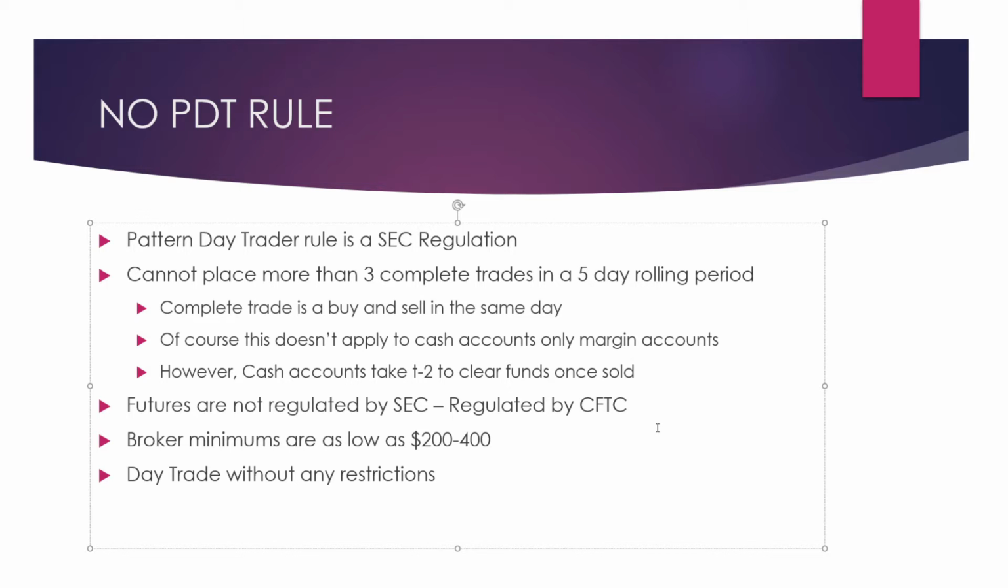If you're not familiar with what the PDT rule is, very simply, if you're trading stocks on a margin account, you cannot place more than 3 complete trades in a 5-day rolling period. A complete trade is when you buy and sell the same stock on the same day. Of course, this does not apply to cash accounts, but cash accounts take time to clear the funds once you sell the stock. Therefore, it's not really feasible to day trade on a small cash account.